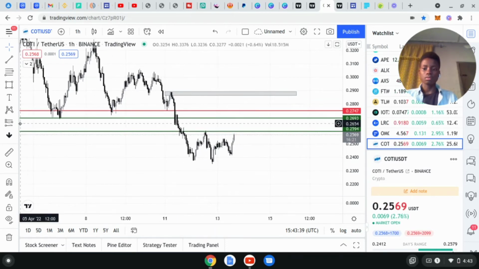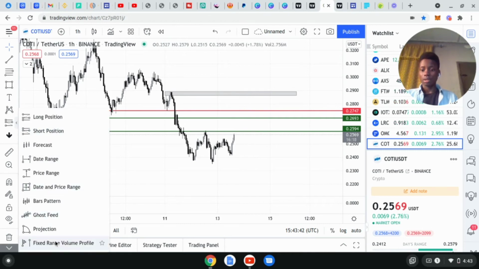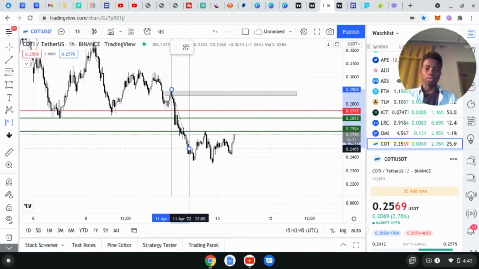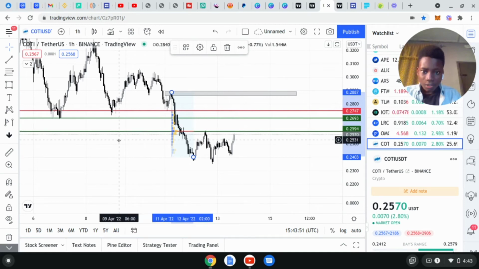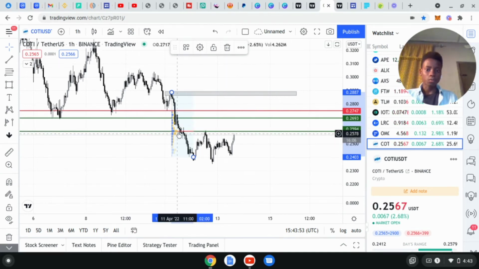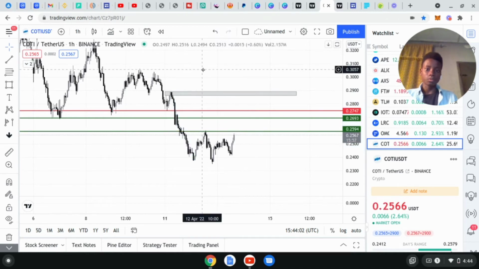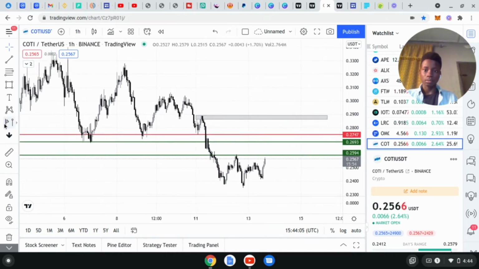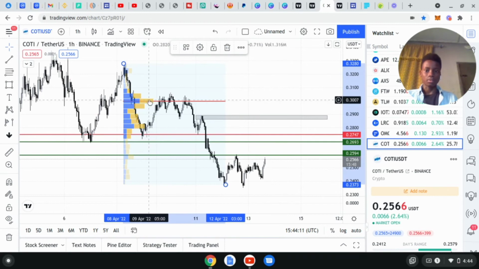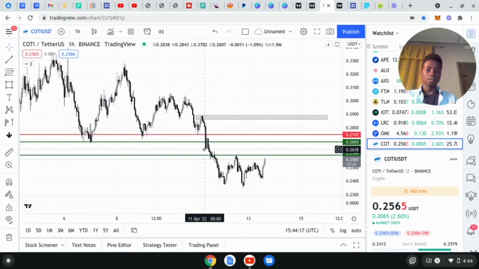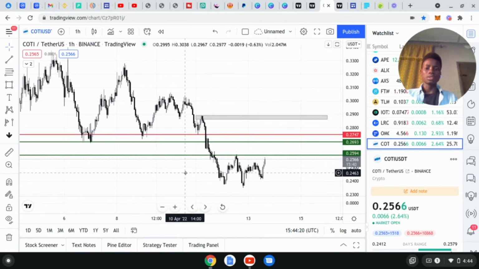I could still use my volume profile too. We're just using simple price action here to determine Coti's next movement. Now my volume profile is matching with our resistance zone. As you can see, the point of control in our volume profile is matching with our resistance zone. I use the volume profile from this order block to the end of this order block. I could still use the volume profile from probably here to here, but here is too far. Look, you see where the point of control is. So this is okay, and our volume profile has confluence with this resistance zone. With this, we're already good to go.